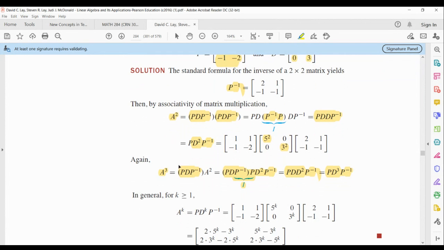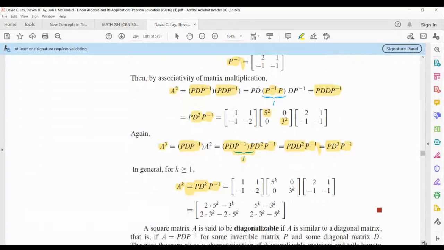In general, A squared was P times D squared times P inverse, and A cubed was P times D cubed times P inverse. So in general, intuitively, you should see that A to the kth power would just be the matrix P times D to the kth power times P inverse. And that then, of course, is equal to what we have on the right.